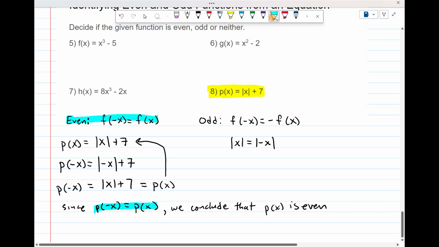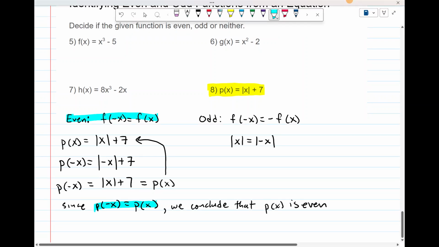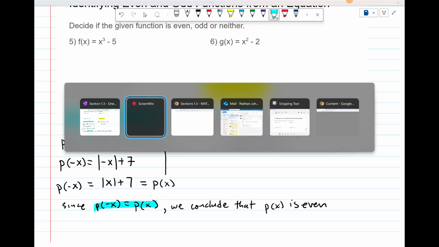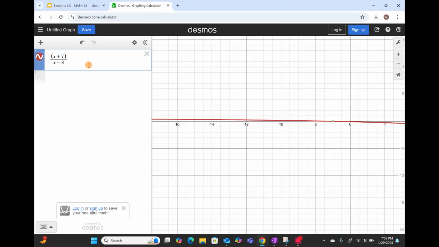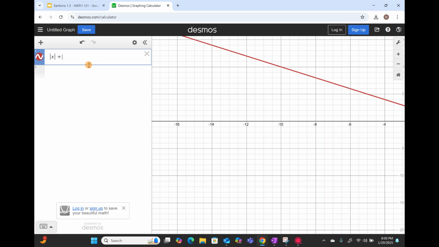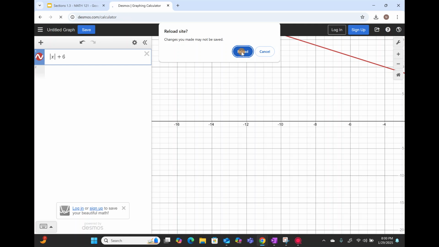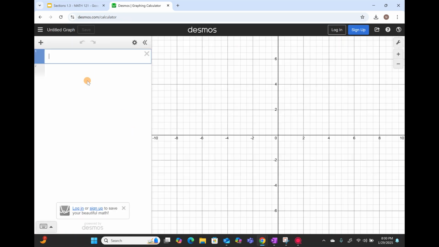Okay? Now, one thing I do suggest you do, this is, again, explaining how to decide if a function is even, odd, or neither algebraically. But I always suggest that you check your work using a graphing calculator. So let's go ahead and do that. And our function was the absolute value of x plus 7. You know what, let me reset this real quick. All right, absolute value of x plus 7.